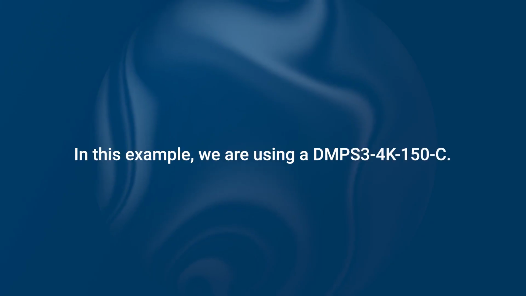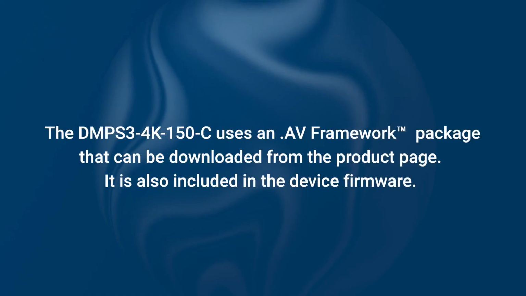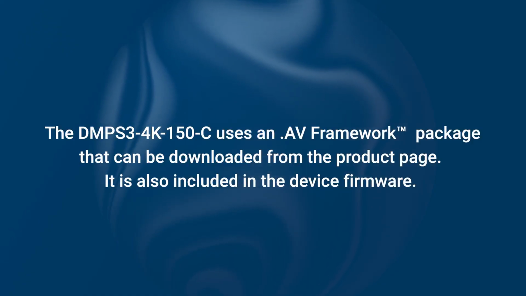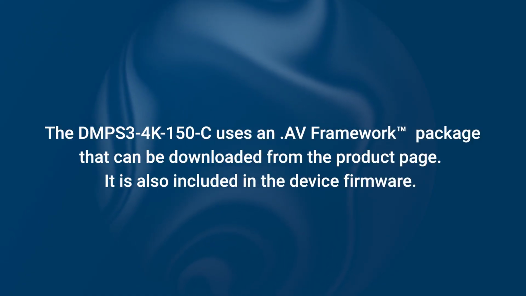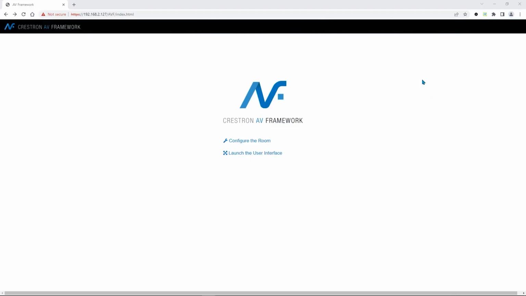In this example, we are using a DMPS 3 4K 150C. The DMPS 3 4K 150C uses an AV Framework package that can be downloaded from the product page. It is also included in the device firmware. When we go to the IP address of the DMPS 3 4K, there are two options. We'll select the Configure the Room option.